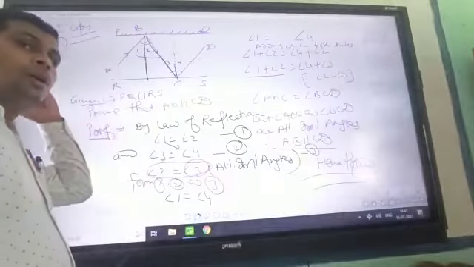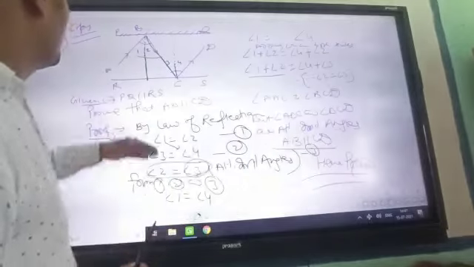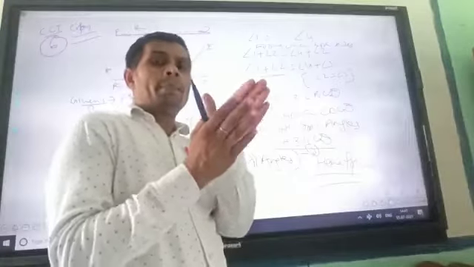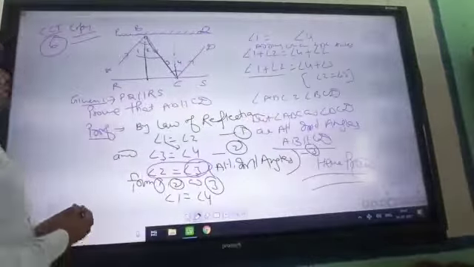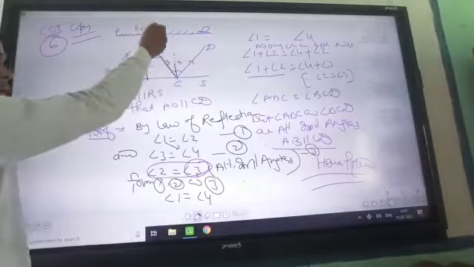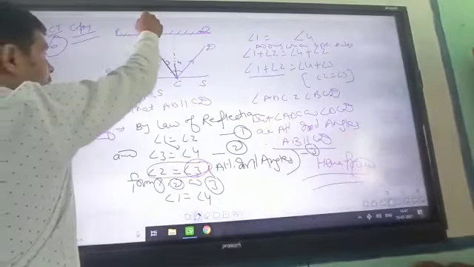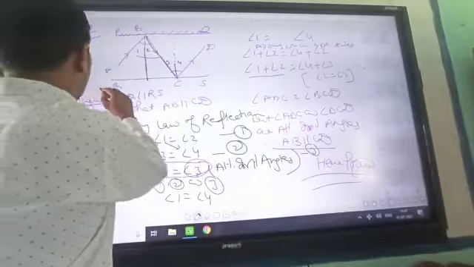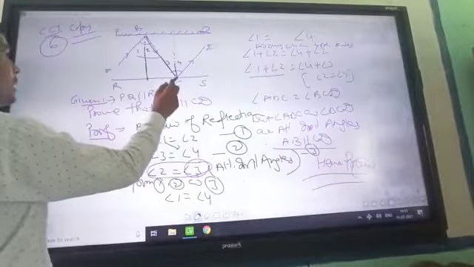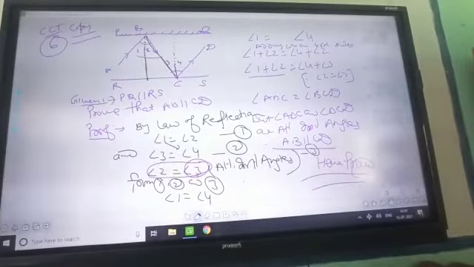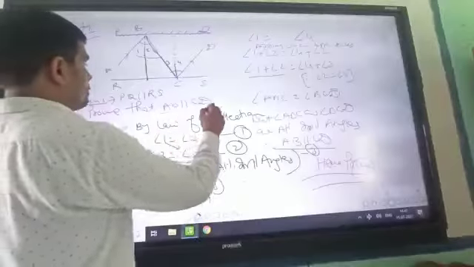So this question is very important. In this question, two mirrors are given to us, that is mirror PQ and RS. They are parallel to each other. One ray, that is AB, is incident on mirror PQ, and then it is reflected. After reflection it goes to BC, and then it reflects from the mirror RS in the direction of CD. Now the question is: prove that AB is parallel to CD.